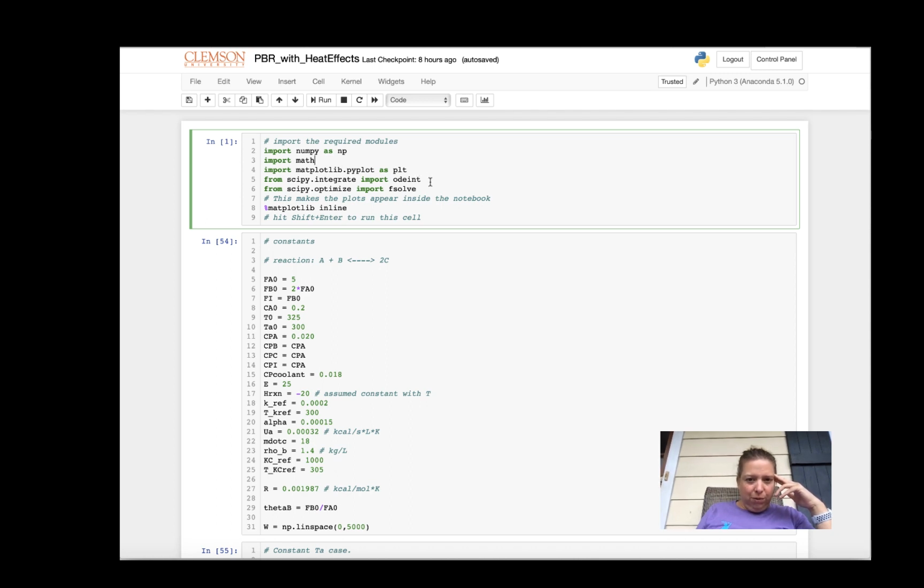The rest of these we've all used before, but one thing is that normally we're looking at solving ODEs or systems of algebraic equations. In this case, I'm going to use both of those, and I'll show you why, so I've included both of those here.